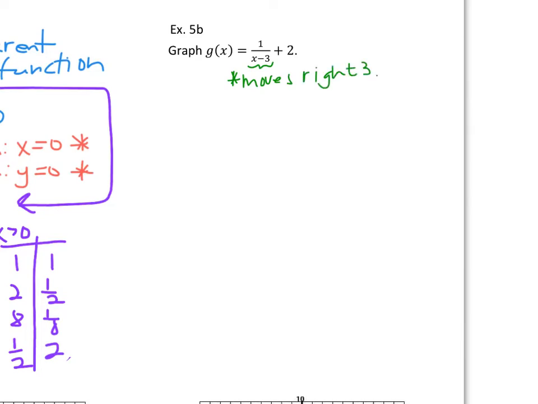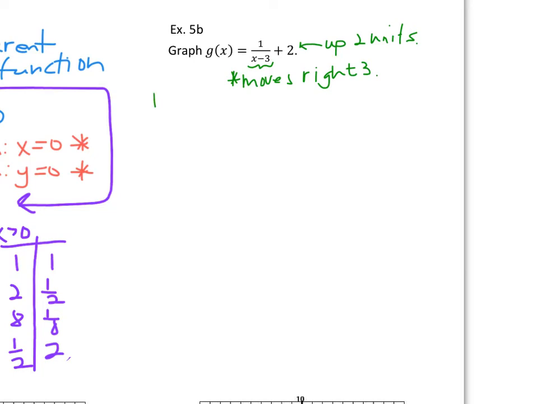And then does anybody remember what this second part would do to the graph if we describe that? If +2 is being added after what's happening to x, it's going to move it up 2 units. So if you thought up 2 units, then you're good to go. Now, what those descriptions are going to do is actually affect our domain and our range.